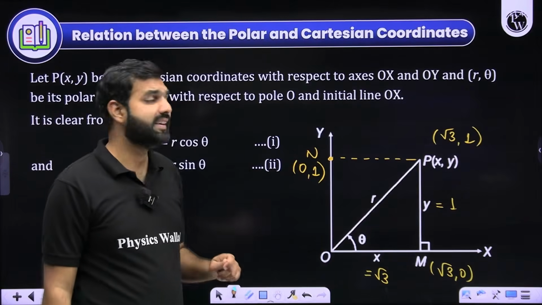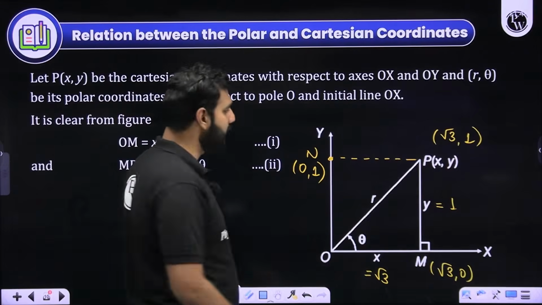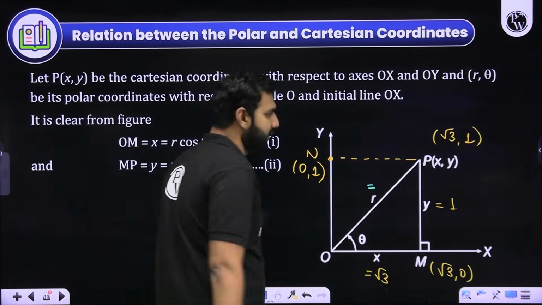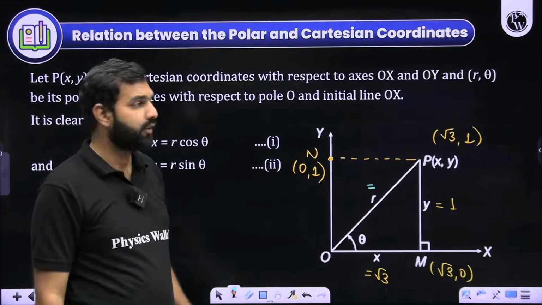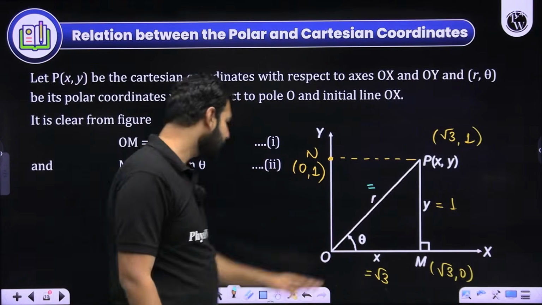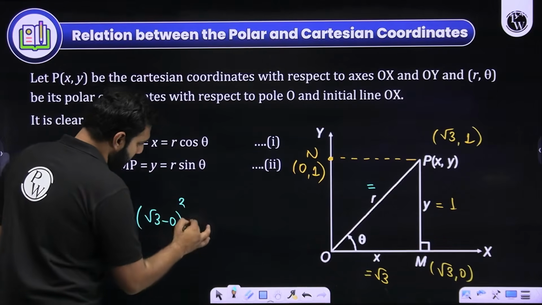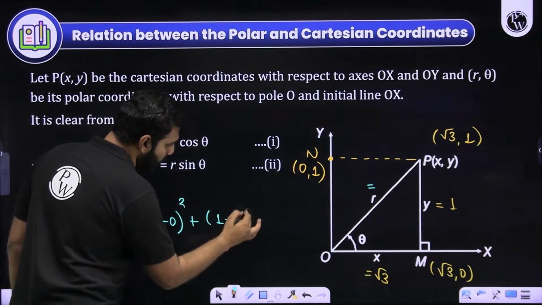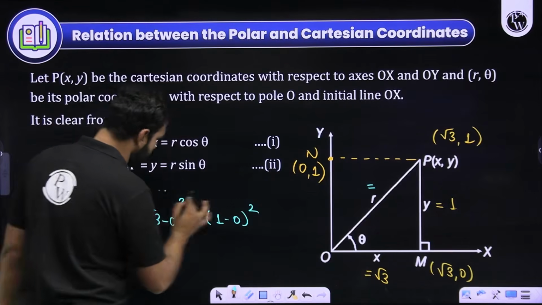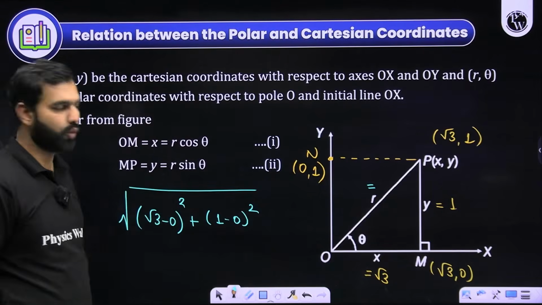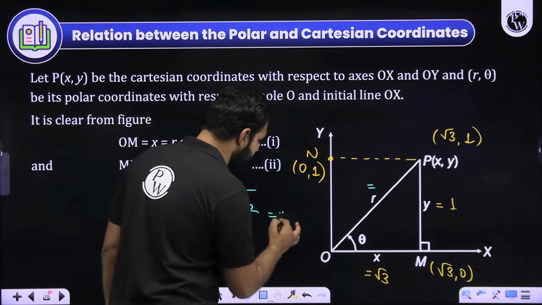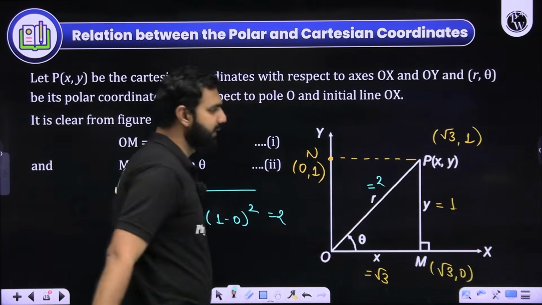Now can you find the distance of this point P from O? Let's call it r. So this r is basically the distance of point P from the origin. The distance formula says r equals the square root of (root 3 minus 0) whole square plus (1 minus 0) whole square. That gives you 3 plus 1, which is 4, and the square root of 4 is 2. So this distance is clearly 2. That is the value of r.